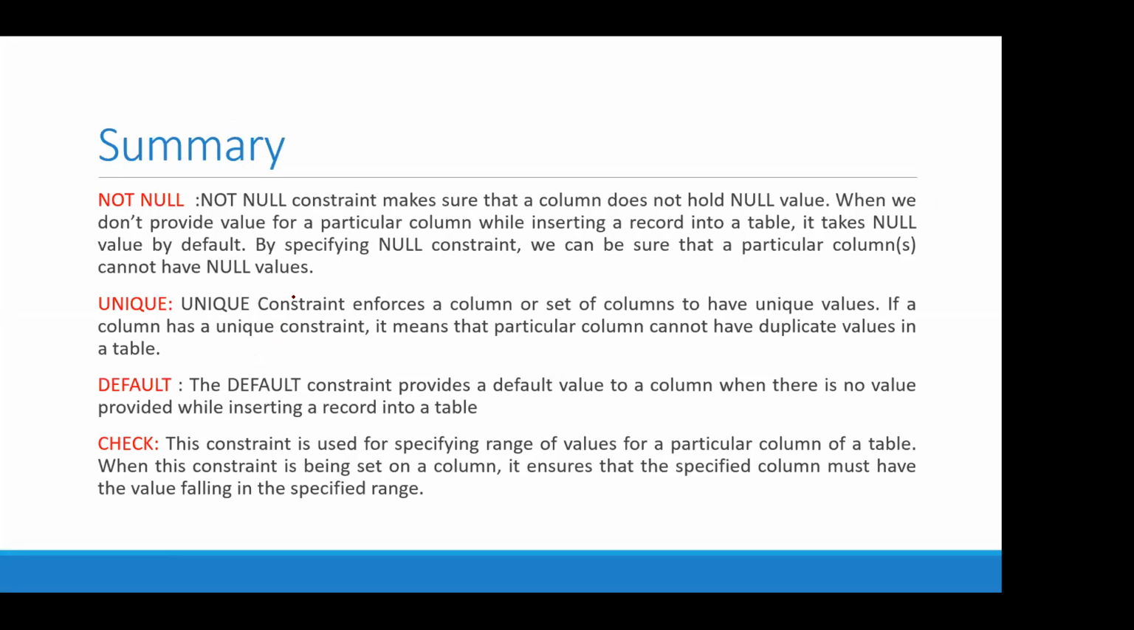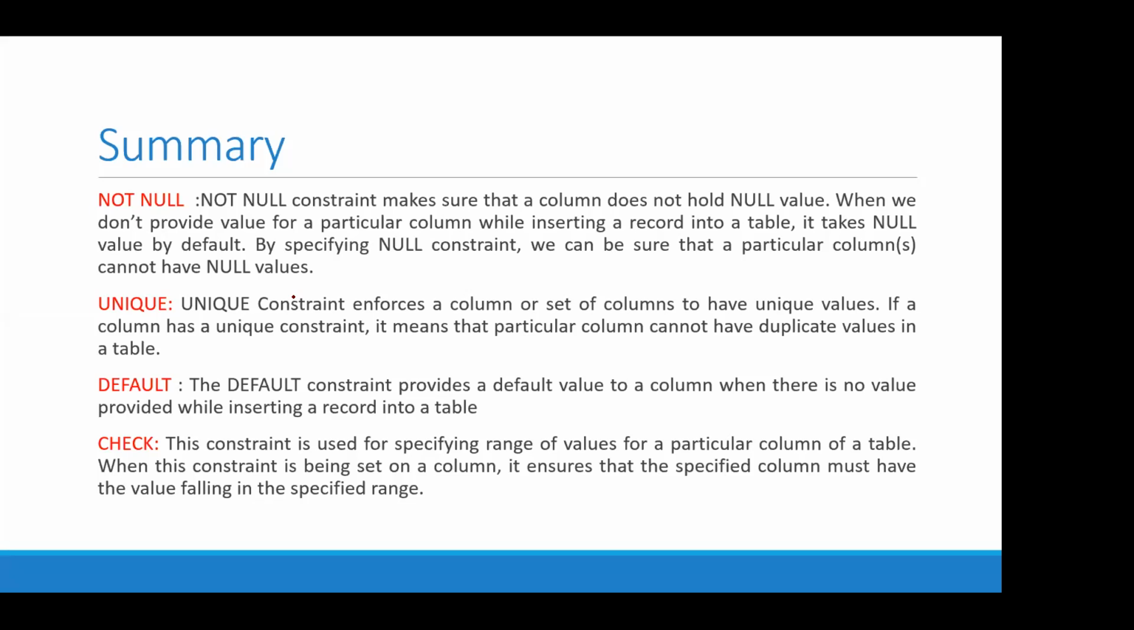So this is the summary of four constraints. The not null constraint makes sure that a column does not hold a null value. When we don't provide a value for a particular column while inserting a record into a table, it takes a null value by default. By specifying the not null constraint, we can be sure that particular columns cannot have null values. The unique constraint enforces a column or set of columns to have unique values. If a column has a unique constraint, that column cannot have duplicate values in a table. So we avoid duplicate values by using the unique constraint.